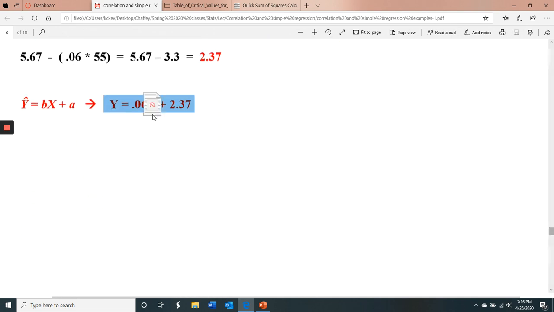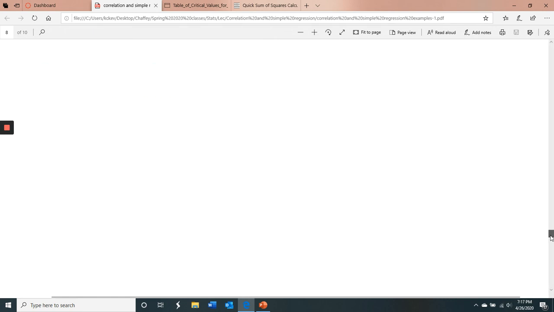So if you know somebody's score on X, you can plug it in there. You could solve for this formula to predict their score on Y. So if you know somebody's score on narcissism, you use this formula to predict their score on aggression. This is expressed as a linear equation.